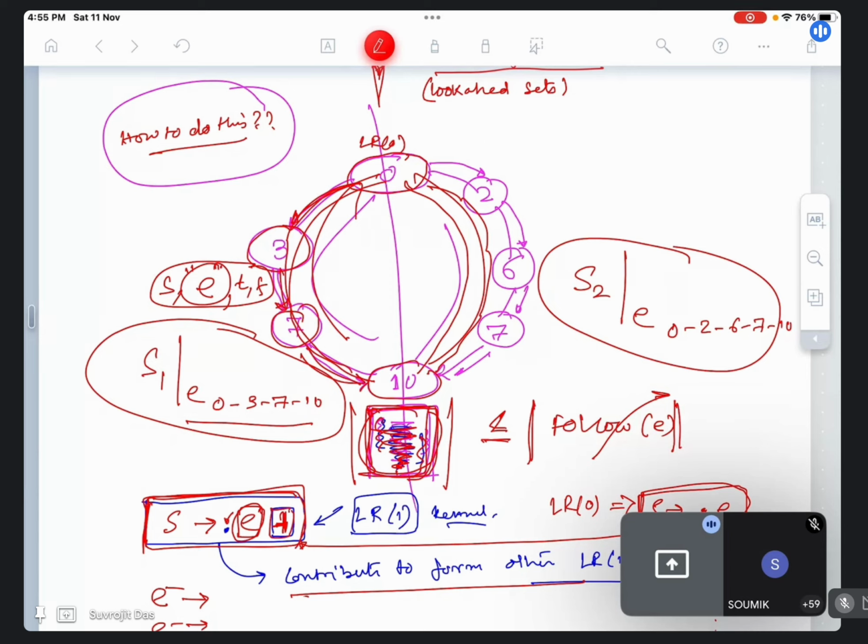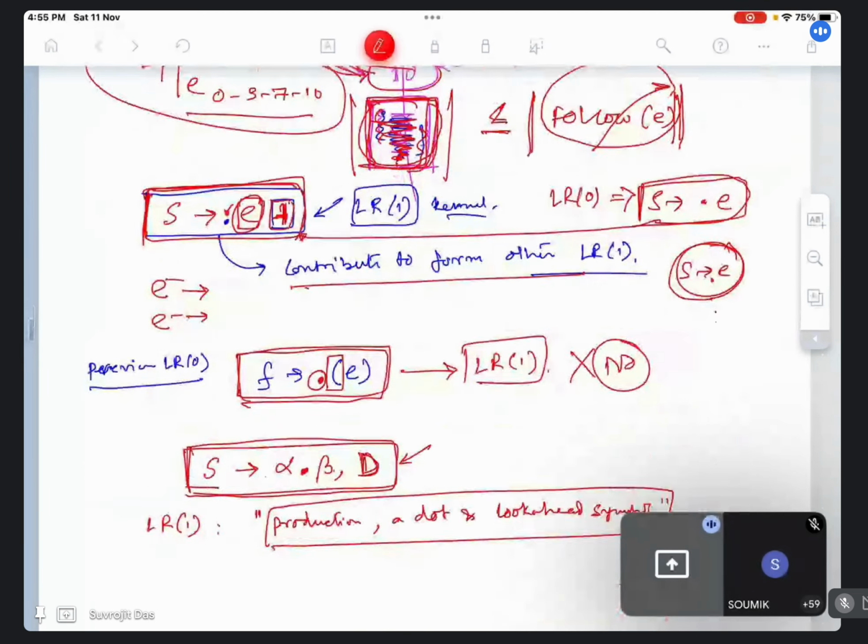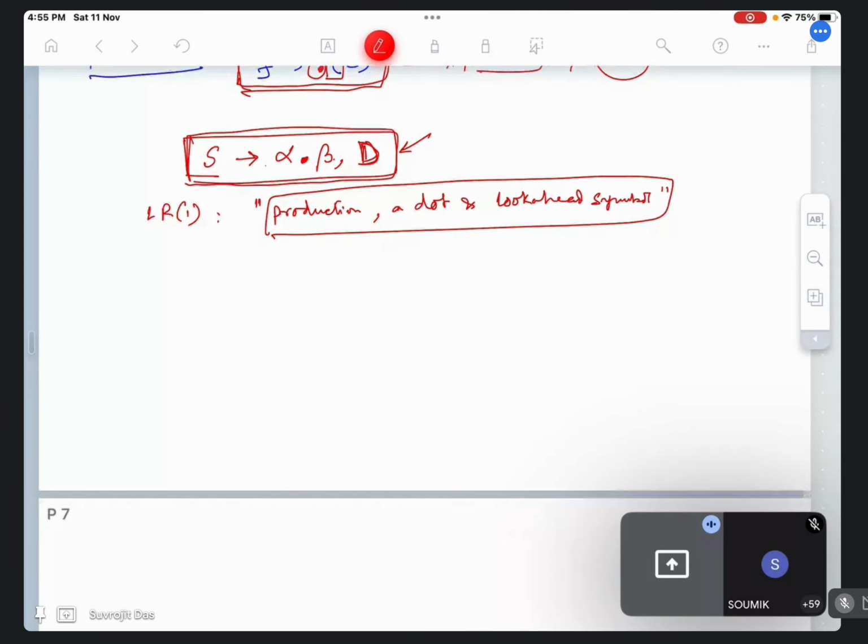Because this is a schematic representation of a state table, right? You go to 0, from 0 you go to 3, you go to 7, you go to 10, and all these decisions from 0 to 3, from 3 to 7, from 7 to 10, or 0 to 2, from 2 to 6, 6 to 7, 7 to 10, all these decisions do not require full-fledged follow of E items. They require a handful of items, and that is what we want to designate as look ahead symbols, right?